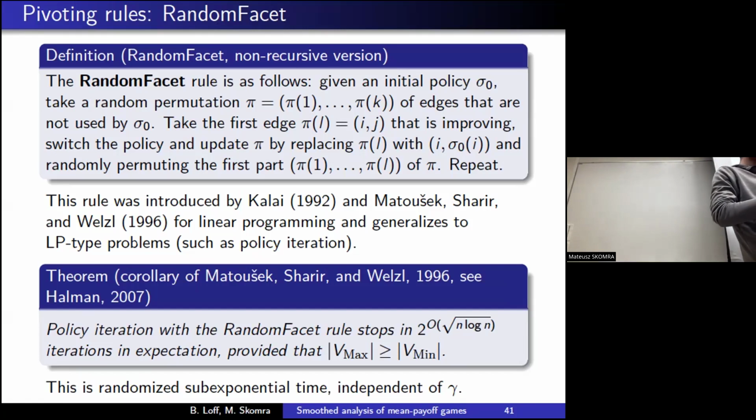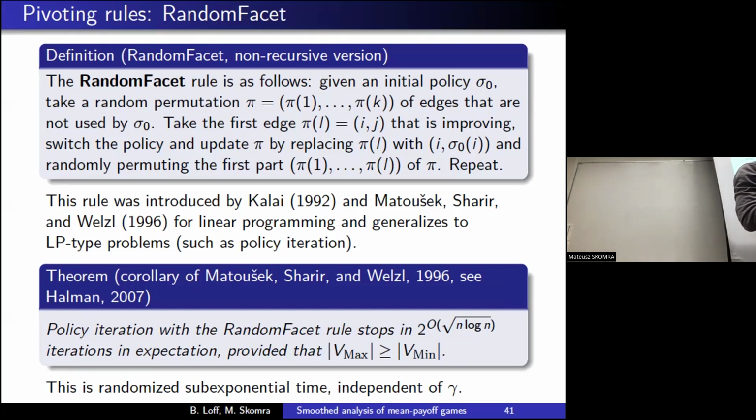Okay, and switch to this edge, right? So after the switch, you are using this edge, so you have to update your vector pi. You have to remove this edge from the vector pi and put your old edge there, because at each step you want this vector to have the edges that you don't use. Okay, and then you take the initial part of this permutation and you re-permute it. So you take the edge, you remove it from the permutation, you add your old edge to the permutation, right? And then you take this initial part.